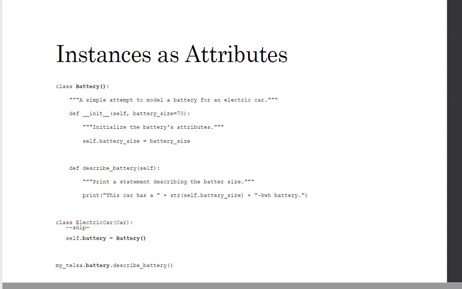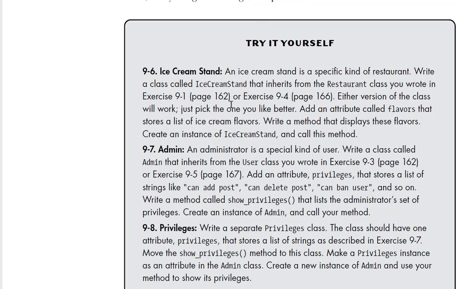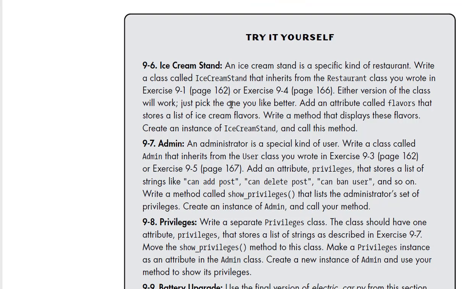Next, we'll look at your lab for this section, and it's 9-6 ice cream stand. An ice cream stand is a specific kind of restaurant. Write a class called ice cream stand that inherits from the restaurant class you wrote in exercise 9-1 or 9-4. So you're going to take your 9-4 and use that as your template here for 9-6. Add an attribute called flavors that stores a list of ice cream flavors, and write a method that displays these flavors, and then create an instance of ice cream stand and call this method.